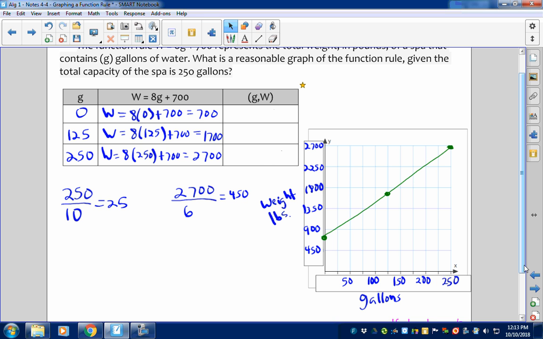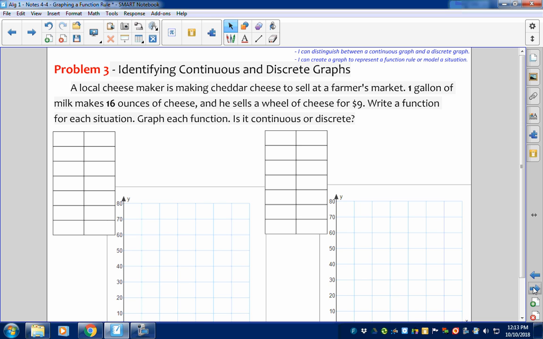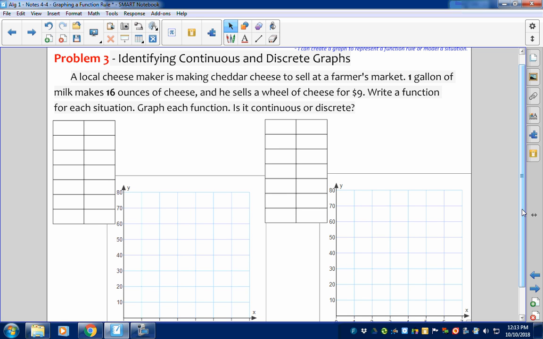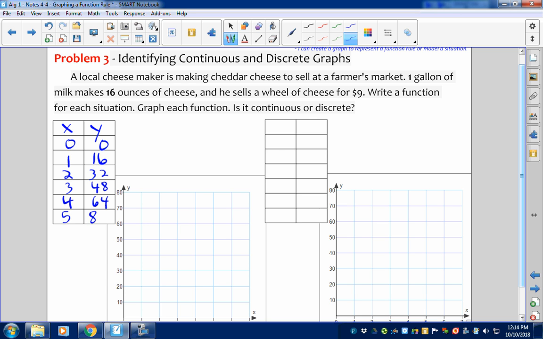Okay, the next problem is going to highlight the difference between a continuous and a discrete scenario. So it says a local cheesemaker is making cheddar cheese to sell at a farmer's market. So if I call this X and this Y over here, here's what it says. 1 gallon of milk makes 16 ounces of cheese. Let's stop right there. If I start at 0, I get 0 cheese. 1 gallon of milk would give me 16 ounces of cheese. 2 gallons, 32. 3 gallons, 48. 4 gallons, 64. And 5 gallons, 80 ounces of cheese.